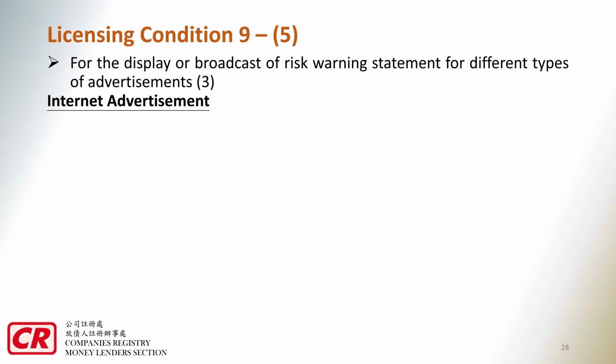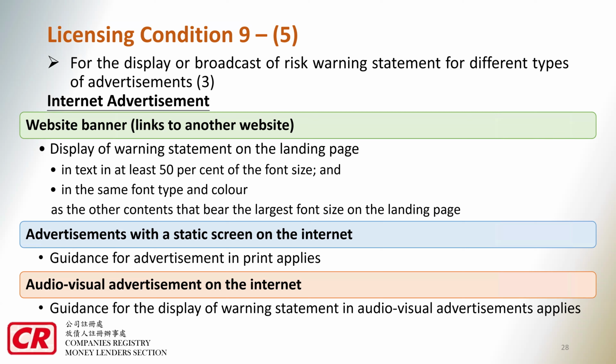For internet advertisement, there are 3 types of them. The first one is website banner. When you click the banner, you will be linked to another website.